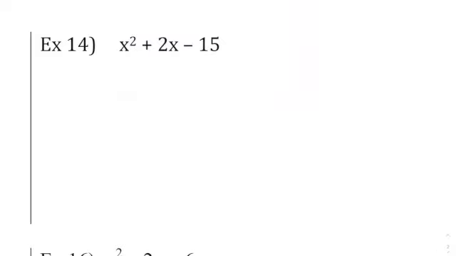Example 14. You still do 1 times 1, which is for the x squared. For 15, you do 1 and 15, 3 and 5. If you just put down 1 and 1, 3 and 5, you can pretty much say, hey, I want a positive 2.